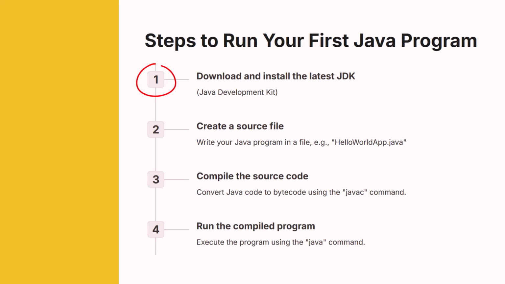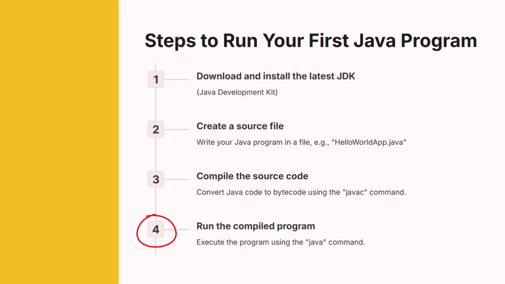First, download and install the latest version of the Java Development Kit, or JDK. Next, write your Java program in a file. For example, we'll use a file named helloworldapp.java. Then compile your program into bytecode using the javac command. And finally, run the compiled program with the java command to see the output.